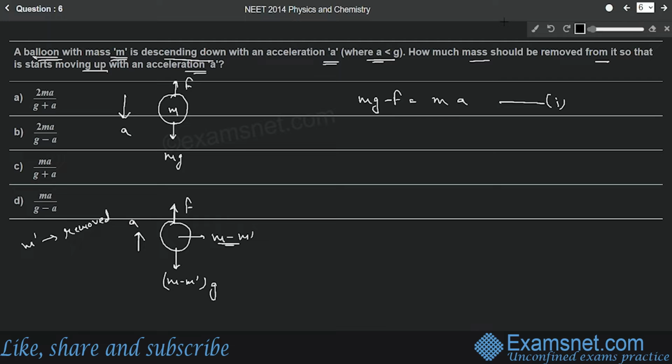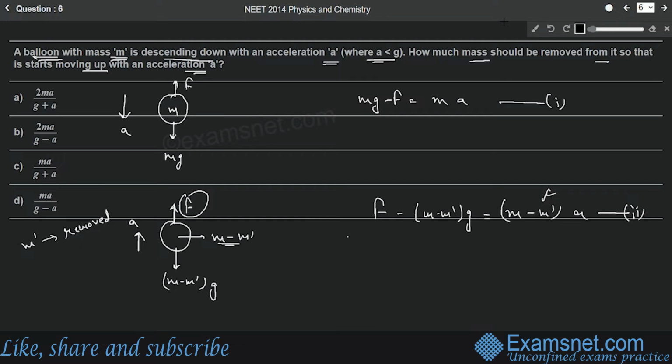So since it is moving up, F will be greater. So the equation for this will be F minus (m minus m dash) g, that means upward force minus downward force will be equal to mass into acceleration, that means (m minus m dash) into a. Okay, this is equation number 2. We have to find the mass that has been removed, that means m dash.